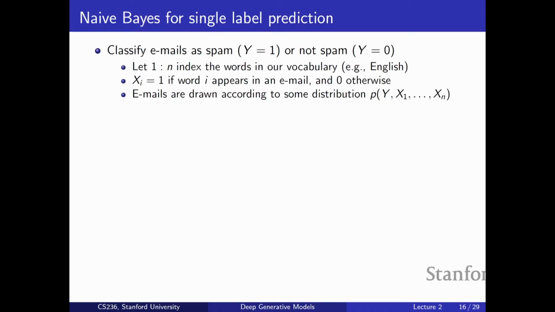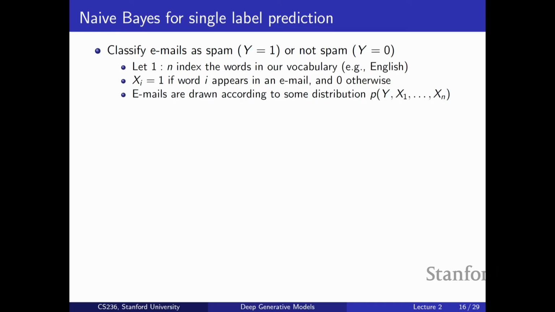So let's say that you want to solve a task where you're given a bunch of emails, and the goal is to predict whether or not this email is spam. So there is a binary label Y that you're trying to predict, and you're doing it using a bunch of features, x_i, and let's say the features are just binary and they're on or off depending on whether or not different words in some vocabulary appear in the email.